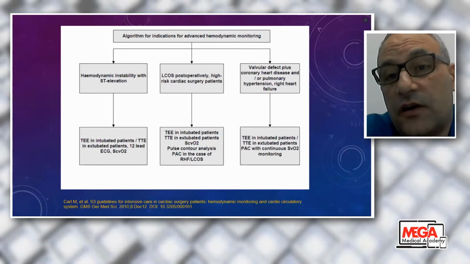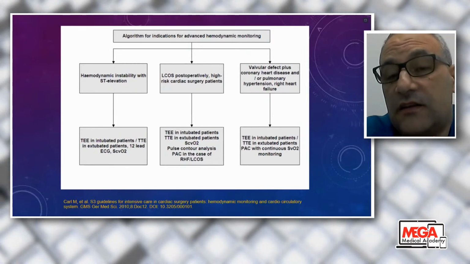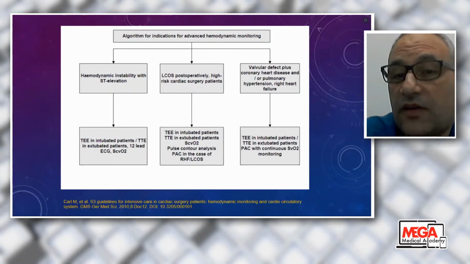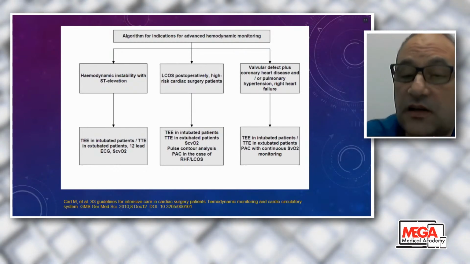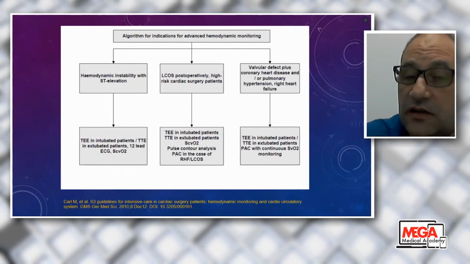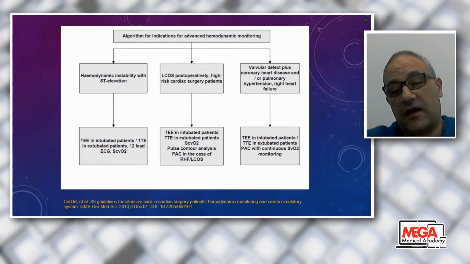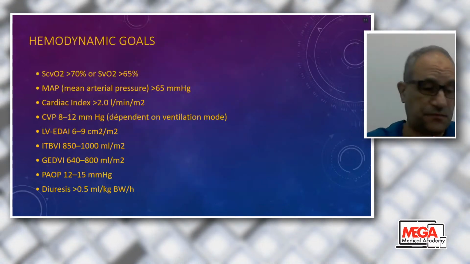Also, if I have a valvular defect plus coronary heart disease, so I have a combined coronary and valve surgery, or I'm having a patient with severe pulmonary hypertension, or I'm having a right side heart failure, I need transesophageal, transthoracic, and pulmonary artery catheter with continuous mixed venous oxygen saturation.